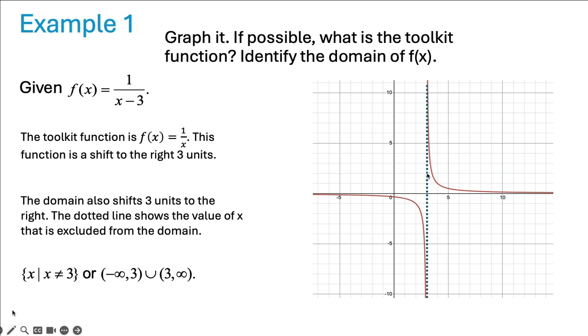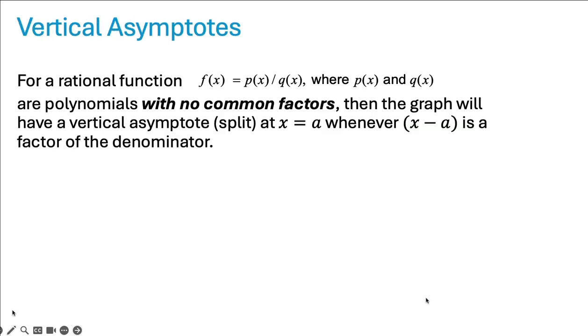And the dotted line just happens to be a vertical line. And that vertical line is a vertical asymptote. So let's define what a vertical asymptote is. For a rational function, f of x equals p of x divided by q of x, where p of x and q of x are polynomials with no common factors.